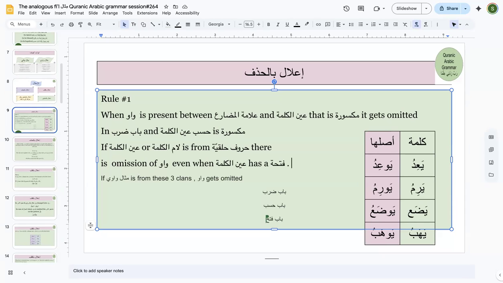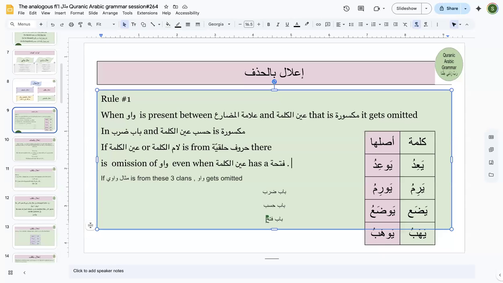There's a set of root letters waw, zal, ra, where you will find there is a dropping of the waw, though the word is not from daraba, the word is not from hasiba, and the letter waw, zal, ra. Is there any harufi halkiya in wazara? Do you find any harufi halkiya? No, but what made waw get dropped?